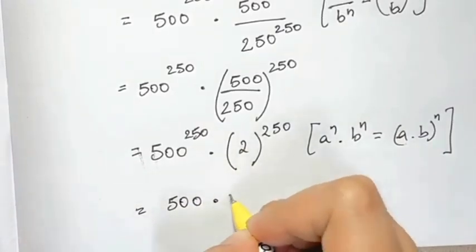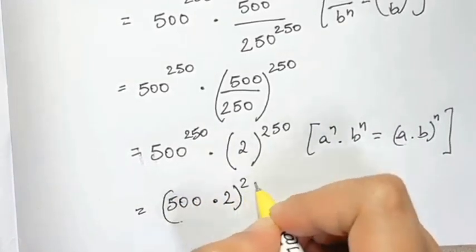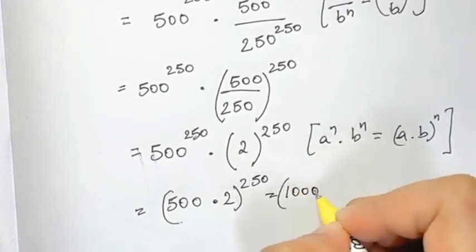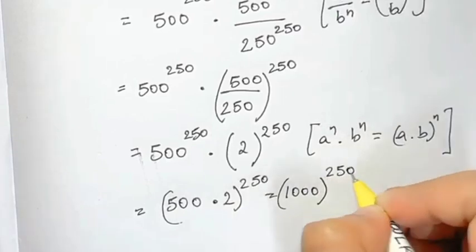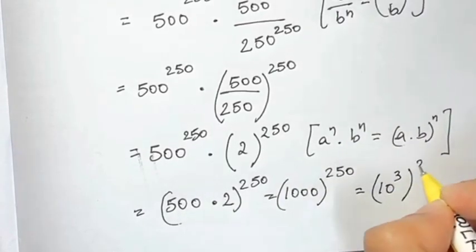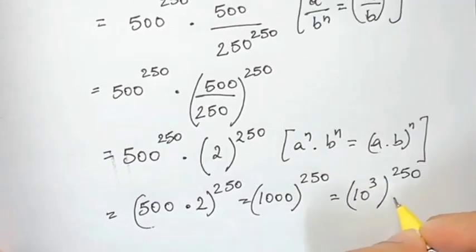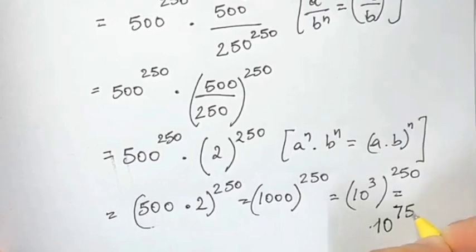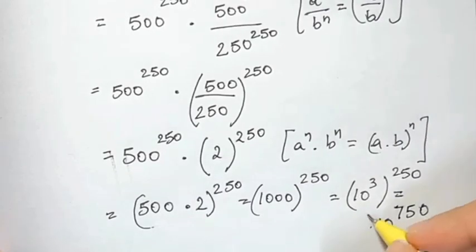500 times 2 whole to the power of 250, and that's equal to 1000 whole to the power of 250, and that's equal to 10 cubed whole to the power of 250, which is equal to 10 to the power of 750, and that's your answer.